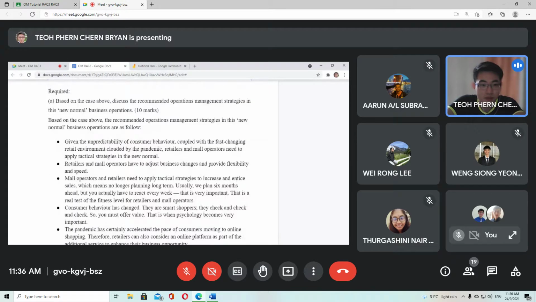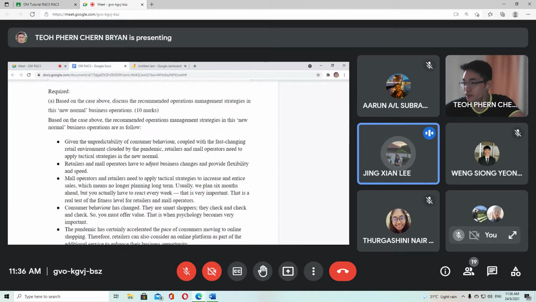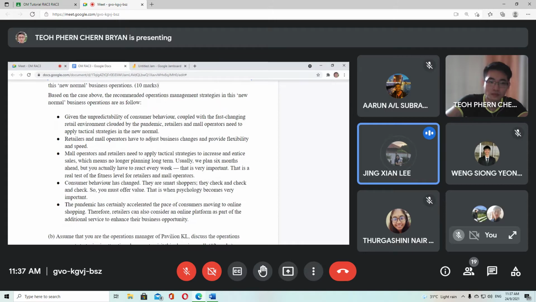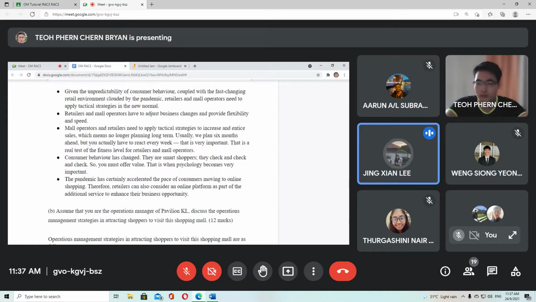Okay, so let's do question one. Based on the case above, discuss the recommended operation management strategy in the new normal business operation. The recommended operation management strategy in this new normal business operation are as follows. Firstly, given the unpredictability of consumer behavior coupled with the fast changing retail environment clouded by the pandemic, retailer and mall operator need to apply tactical strategy in the new normal. Next, retailer and mall operator have to adjust to business change and provide flexibility and speed.